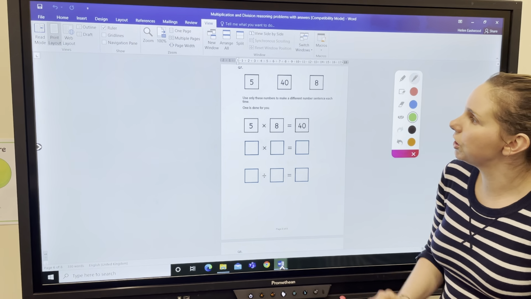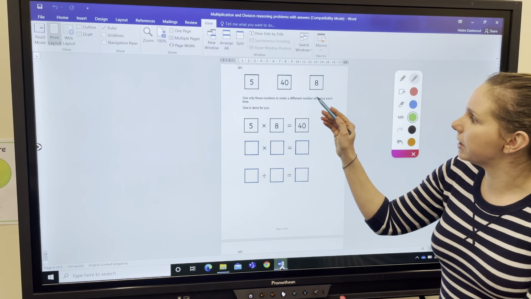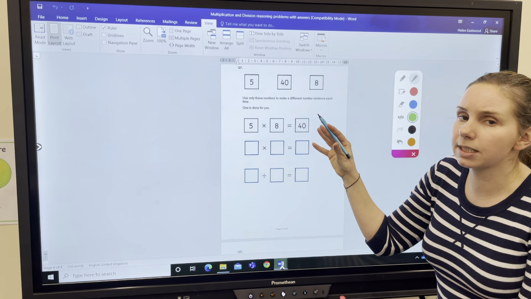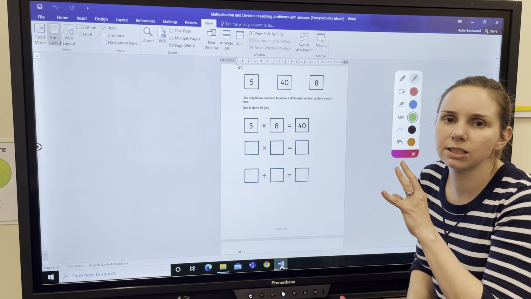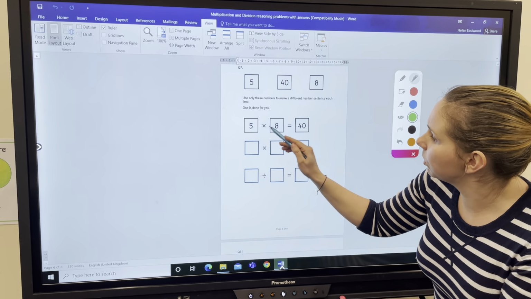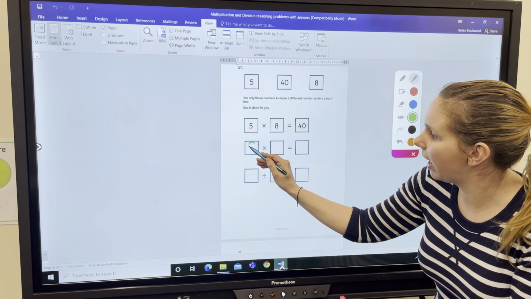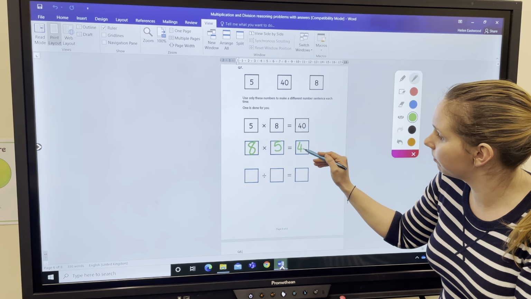Okay. Question 7. Use only these numbers to make a different number sentence each time. So we can only use 5, 40 and 8, okay? We can't use any others for the answer, only these numbers. So if you've used these, put a different answer in somewhere, check yours now and just pause me. 5 multiplied by 8 equals 40. So I know when I'm multiplying, I can just change these around. So 8 multiplied by 5 is 40.